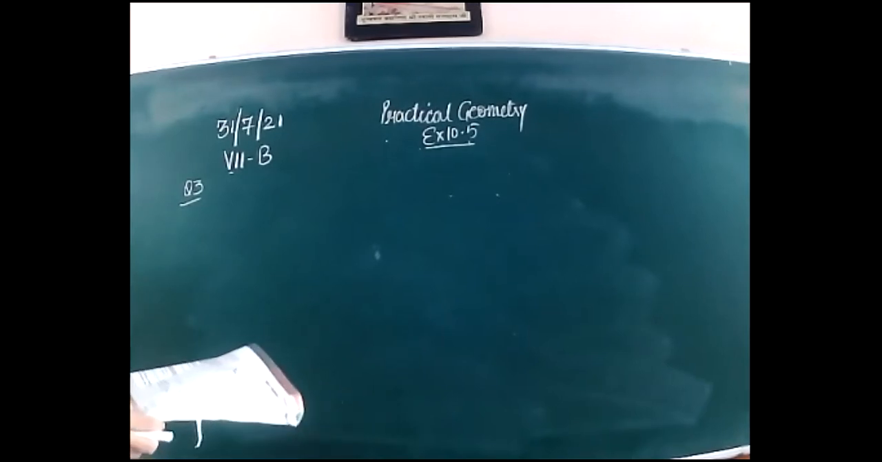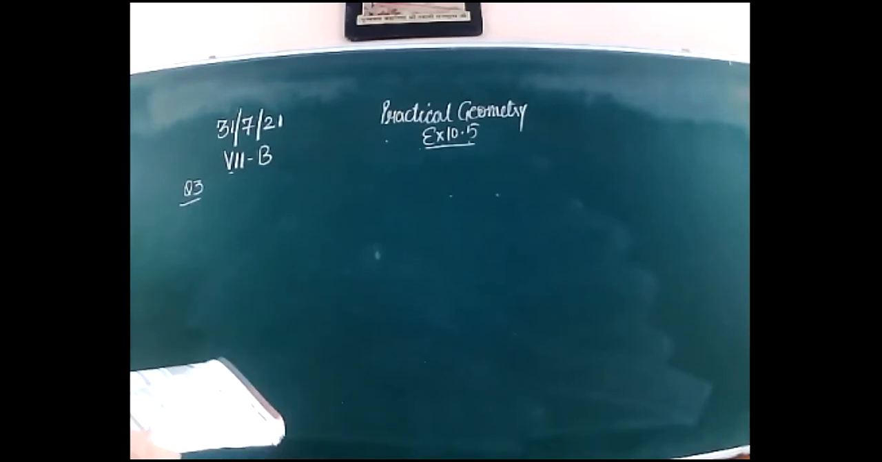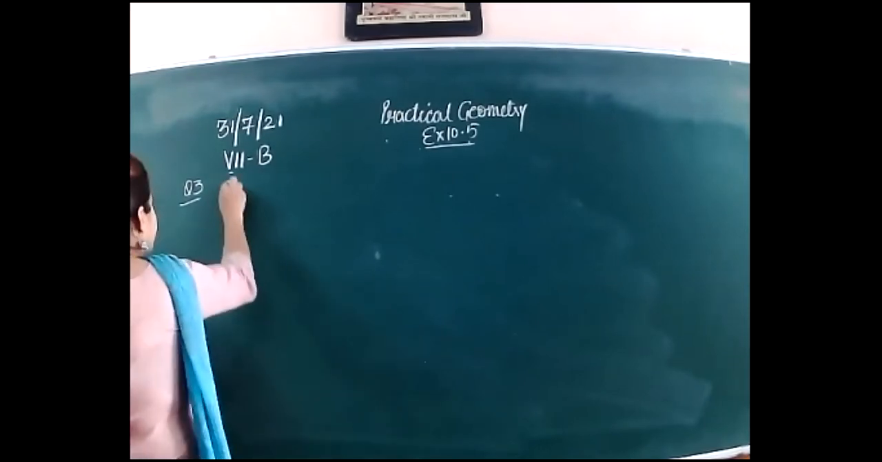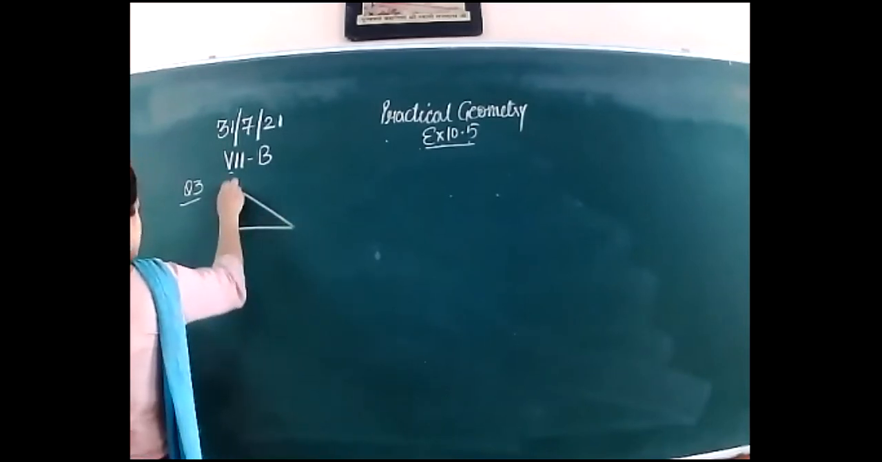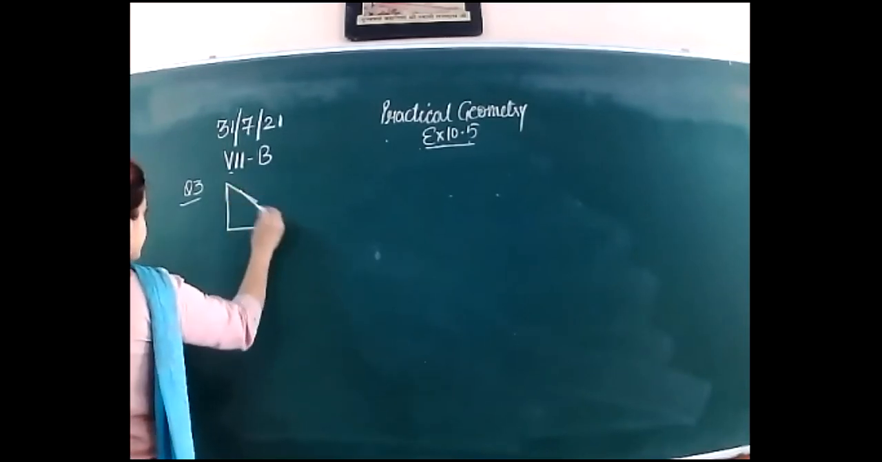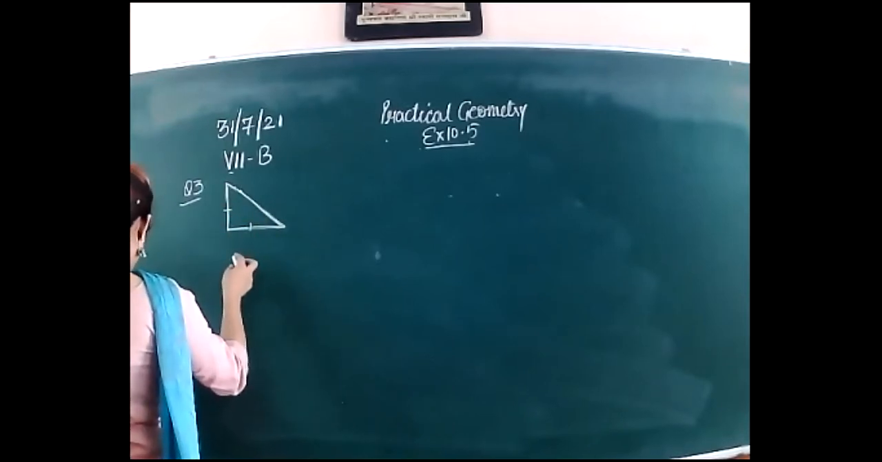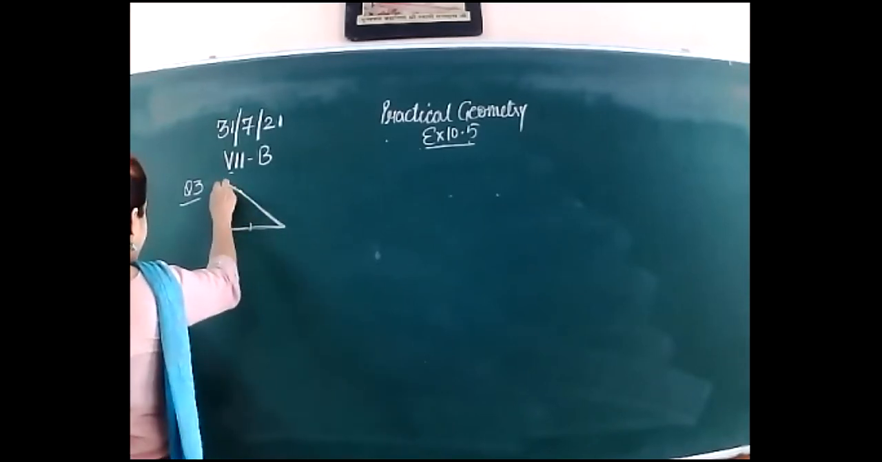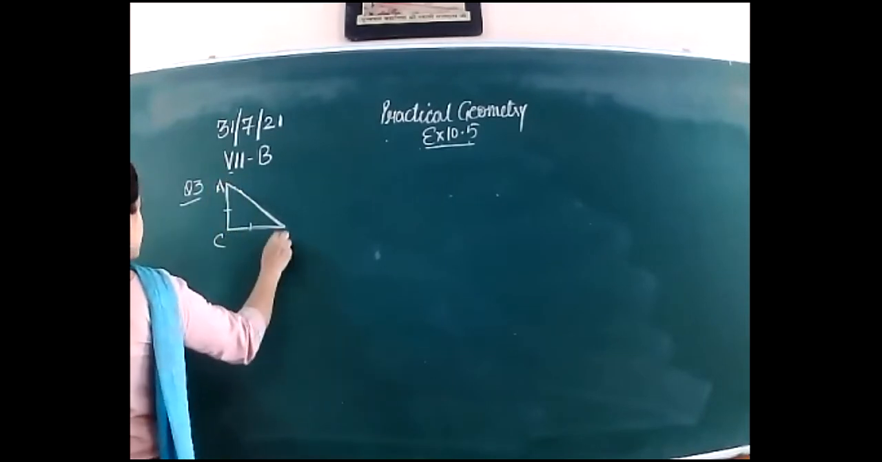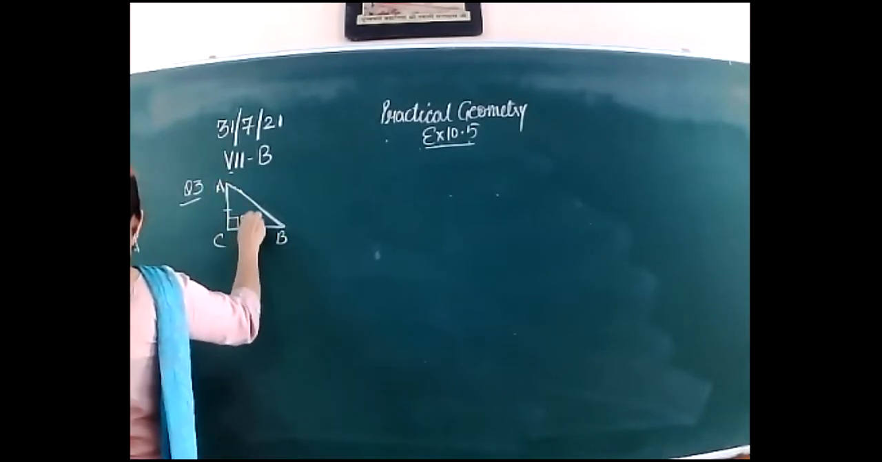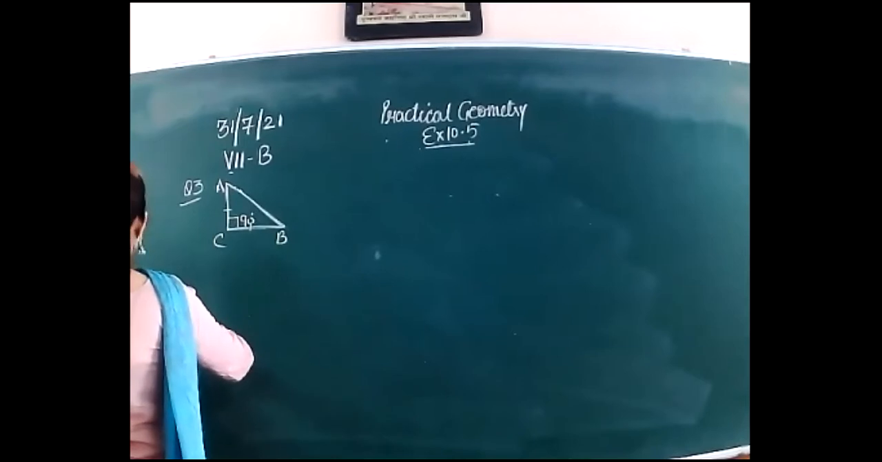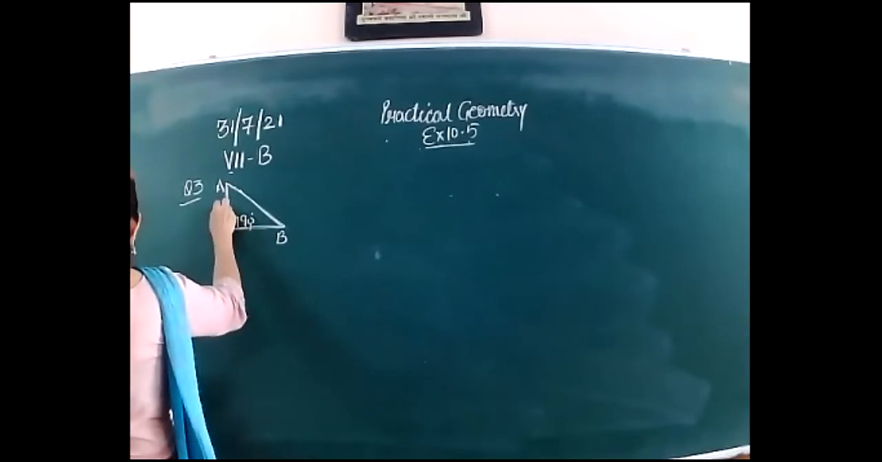Isosceles means two of its sides are equal. Right angle means it is making 90 degree. So for the rough figure, I have drawn this. Isosceles triangle means its two sides are equal. ACB is 90 degree and AC is your 6.